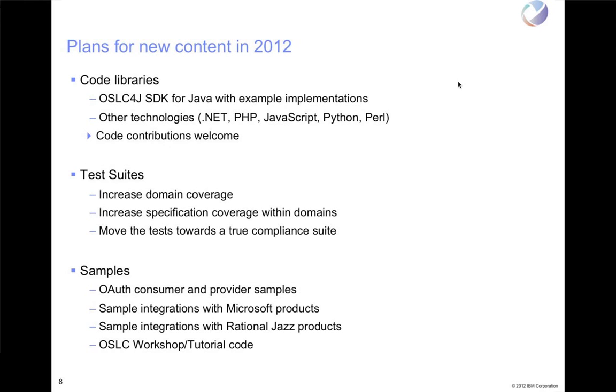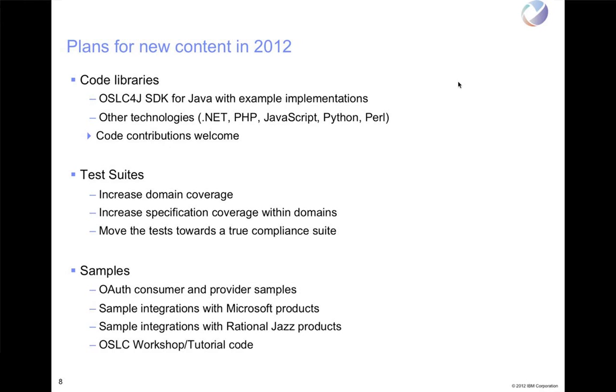In the test suites going forward, we want to increase the domain coverage. I mentioned that CM and core were the main things covered now, and using the core tests, you can test any provider. You could test a quality management provider, at least its compliance with the core part of the spec using the test suites today. But we would also like to add, for example, in quality management, additional tests to test the QM-specific artifacts and QM-specific must requirements, as well as the other OSLC domains. So that's another area where we're certainly looking for additional contributions.